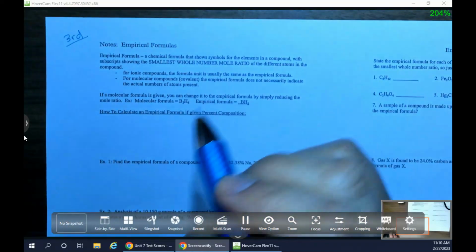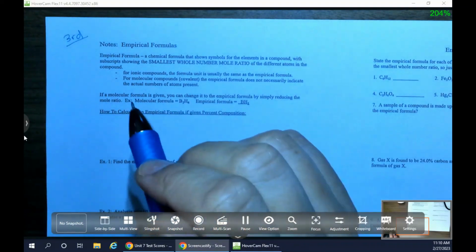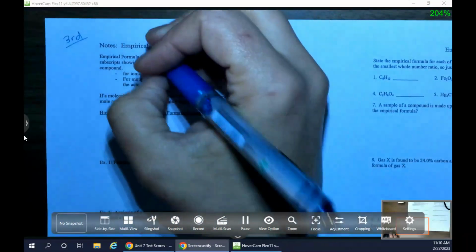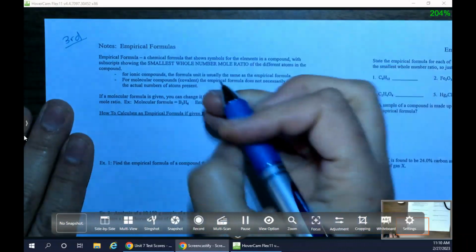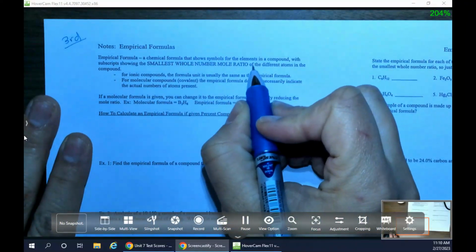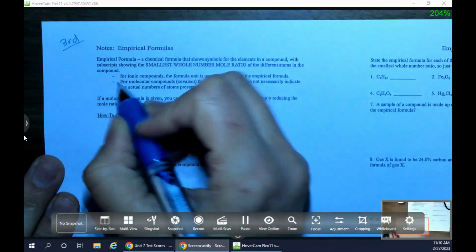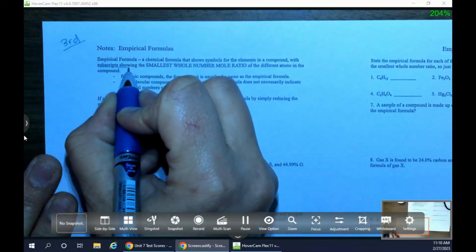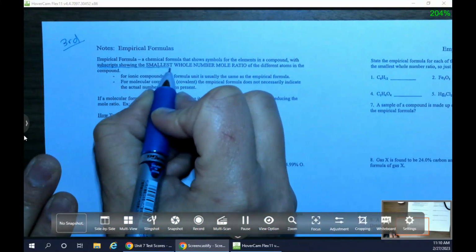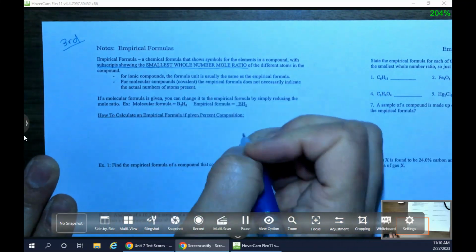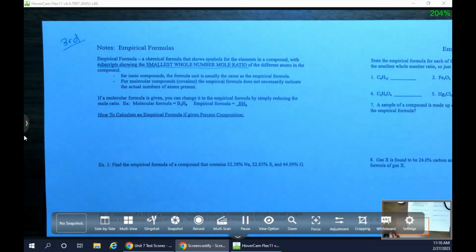All right, so empirical formula, okay? Empirical formulas are going to be a formula that shows the symbols for the elements, right? Chemical symbols, that's not changing, in a compound with the subscripts showing the smallest whole number mole ratio. So smallest whole number mole ratio.